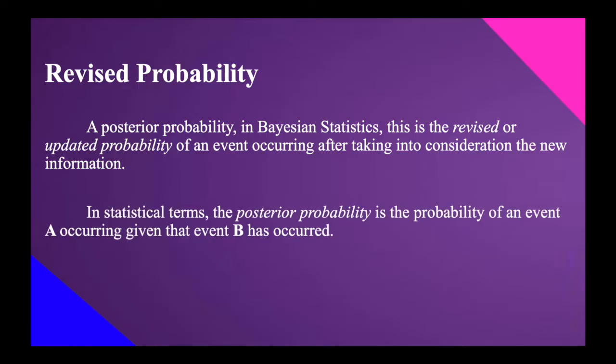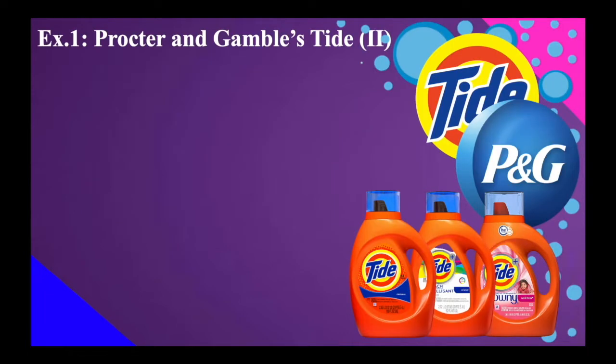In statistical terms, the posterior probability, again, posterior probability is just the same with revised probability. This is the probability of an event A occurring given that event B has occurred. No, ano yung probability na mangyari yung isang event given na merong nangyaring isang event? Ganun siya, no? That is posterior probability. Okay, so we have here an example regarding the Procter & Gamble's Tide.